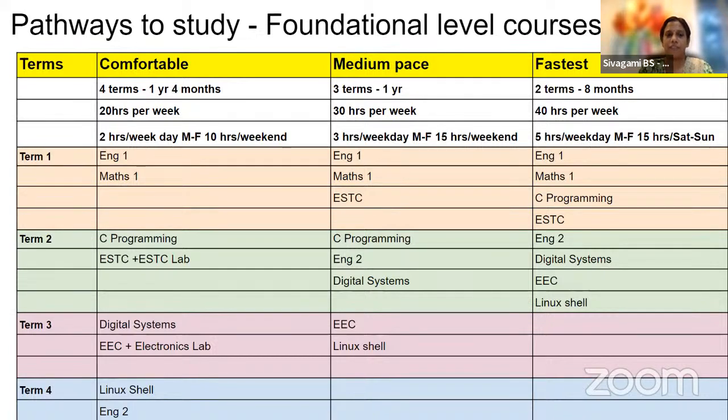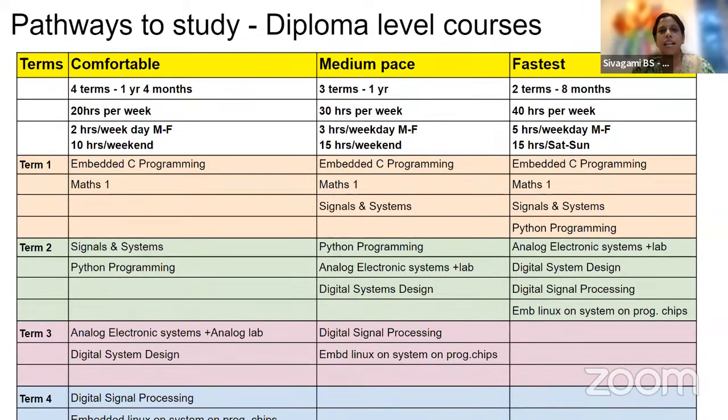But you'll have to put in effort for those 2 papers so that you can go at the same moderate speed, so that by the end of 1 year and 4 months at least, you will finish the foundation level. As we move on to the diploma level courses, it is the same way. It is the next set of 8 subjects. So diploma also you can complete in the next 1 year and 4 months.